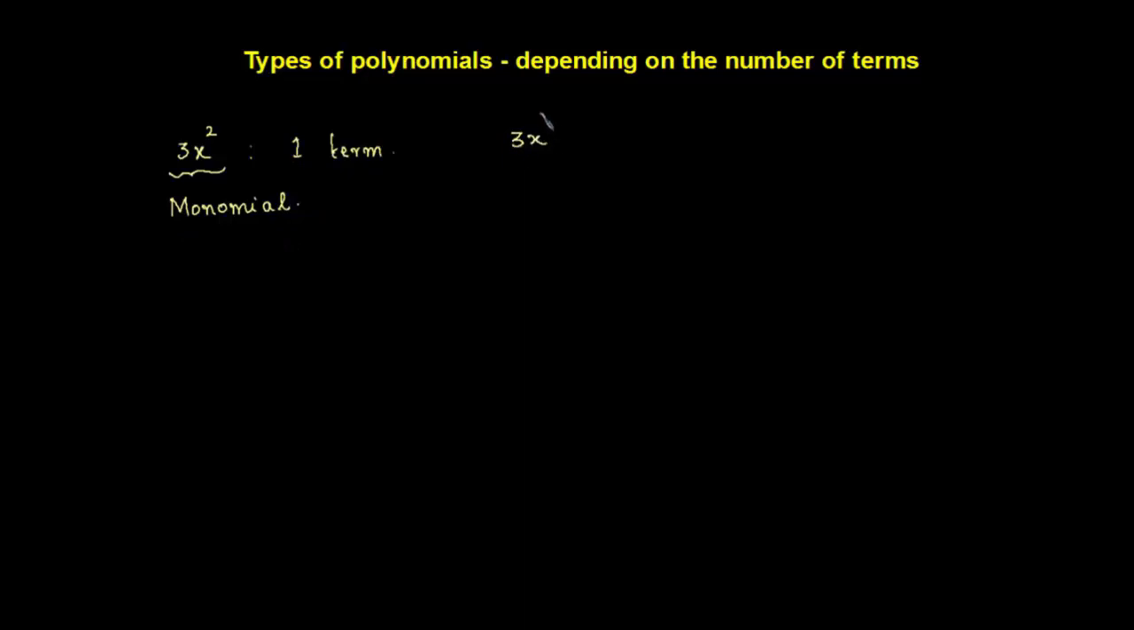Consider 3x square minus 8x. Now is this a polynomial? Yes, because the power to which x is raised is a whole number. So here it is 2 and here it is 1. Therefore, this is a polynomial. And how many terms does this polynomial have? This polynomial has 2 terms, which is 3x square and minus 8x. So there are 2 terms. So such a polynomial is called a binomial. So a polynomial with just two terms is called a binomial.